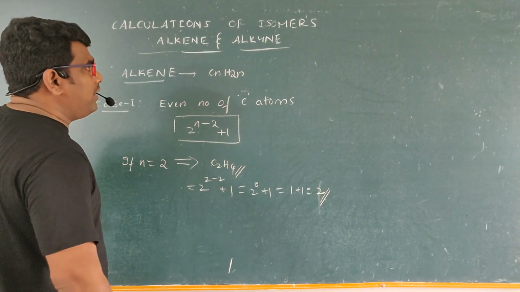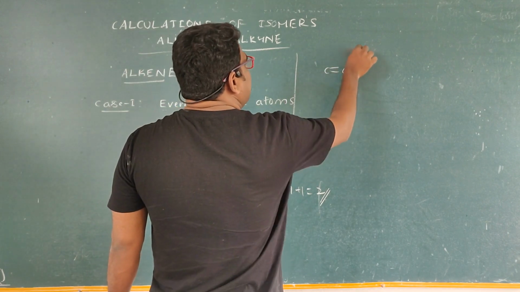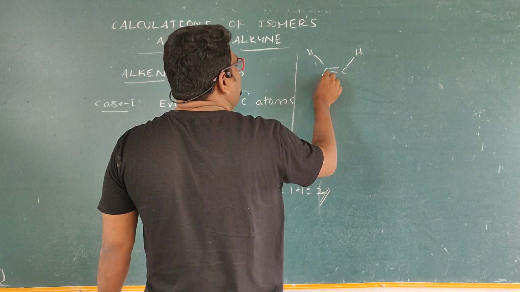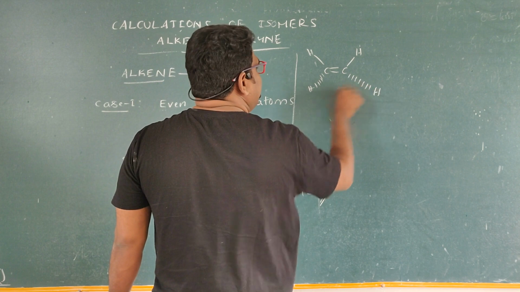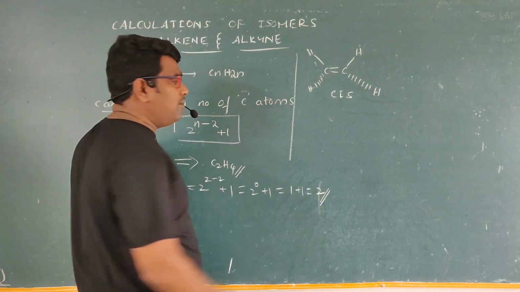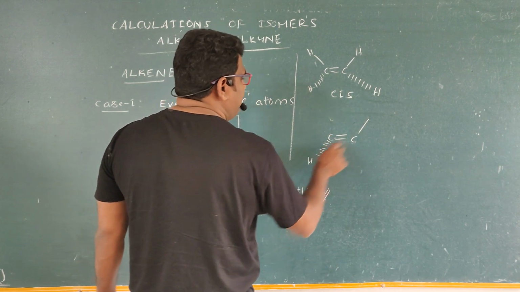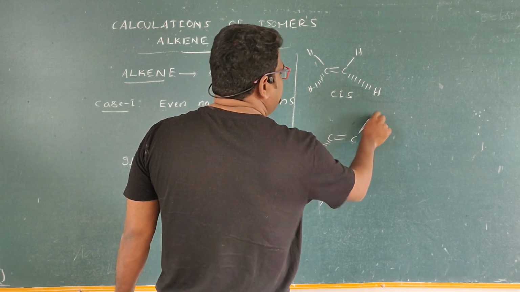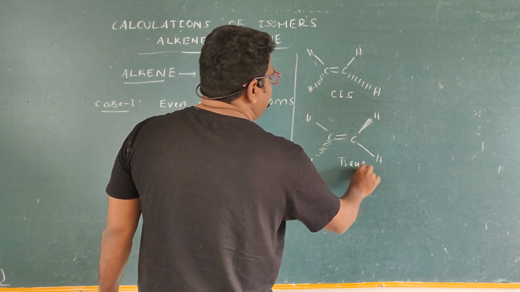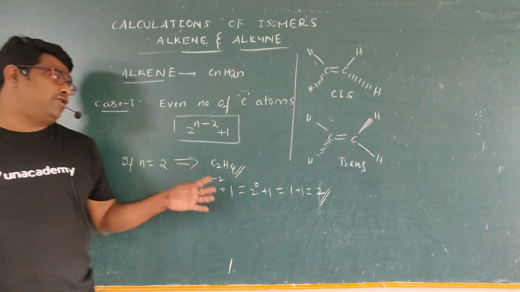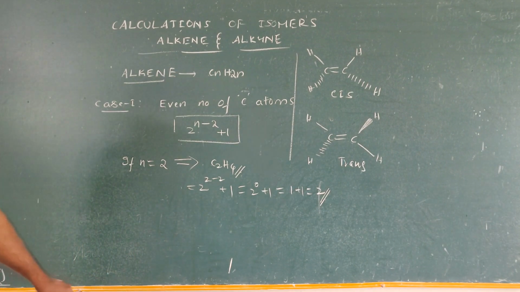So what are they? One is the cis isomer. This is the cis isomer of C2H4, indicating cis-ethene. This is the cis form, one isomer, and another one is the trans form, my dear student. Trans-ethene is the other isomer. How many isomers are present? 2 isomers. What are they? Cis and trans isomer. So these are the isomers if n is equal to 2.